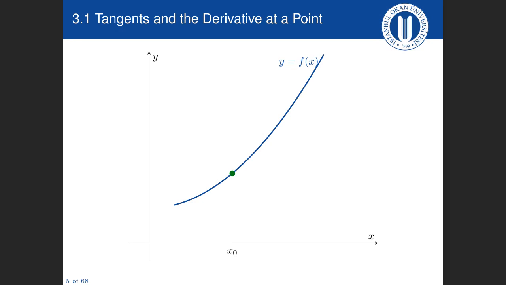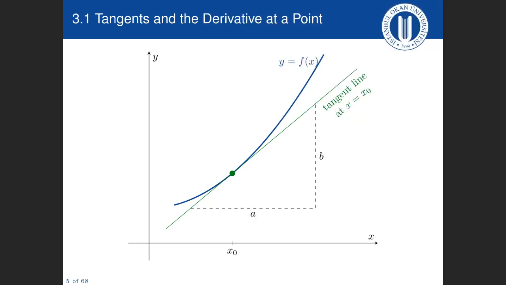But what is the slope of a graph at a particular point? Well, what we can do is draw a line which just touches the curve at that point, such that the slope of the line is the same as the slope of the curve at that point. This green line is called the tangent line at the point x is equal to x0.